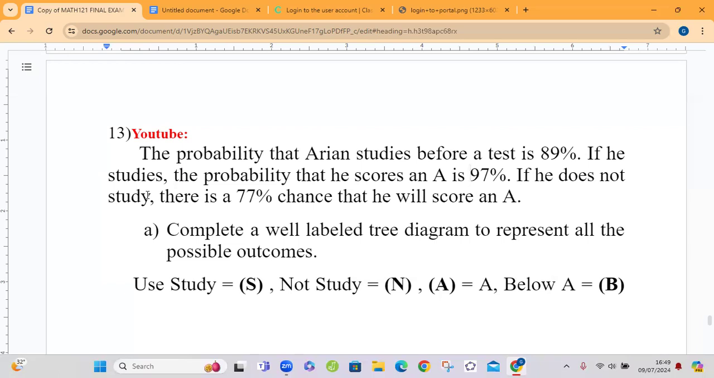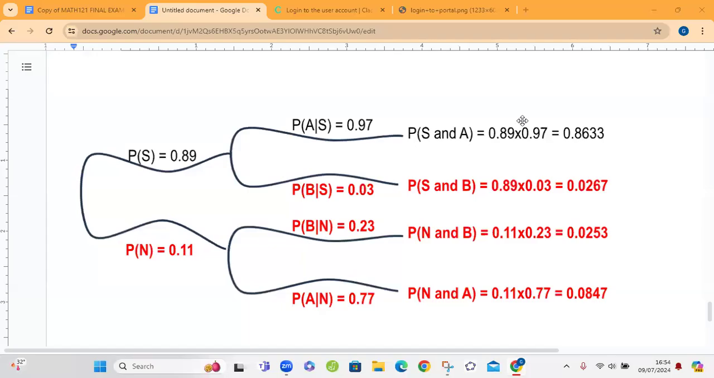All right. So let us see how this tree diagram can be constructed to represent this probabilistic scenario involving two events, one after the other: studying and scoring an A, or not studying and scoring an A, or scoring below an A. So here's the probability tree diagram in its entirety, and it's labeled. So let us break it down.